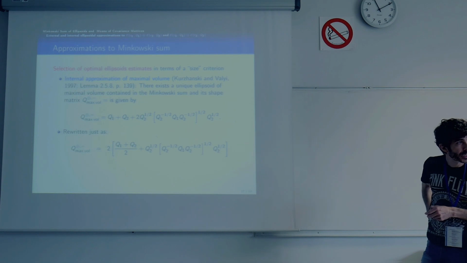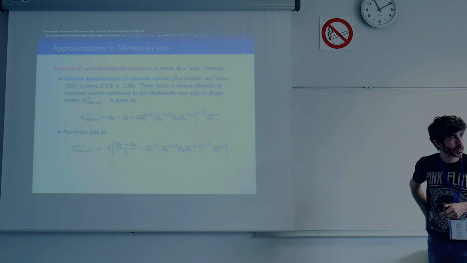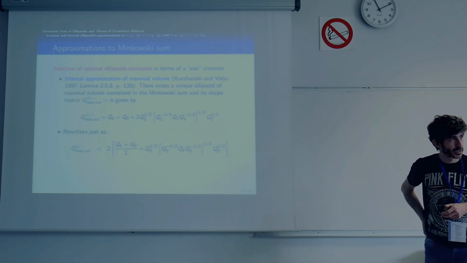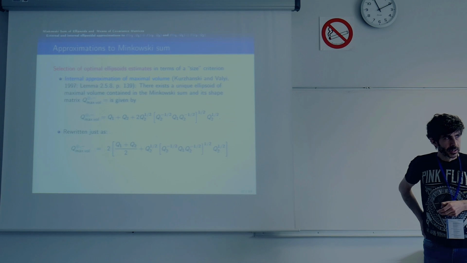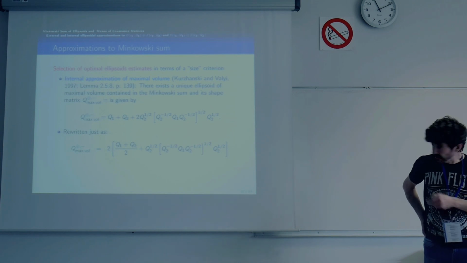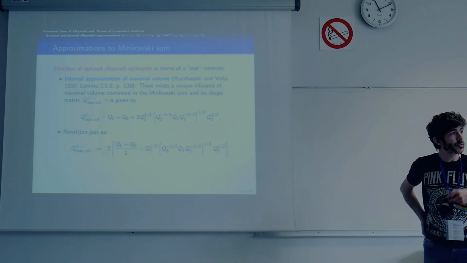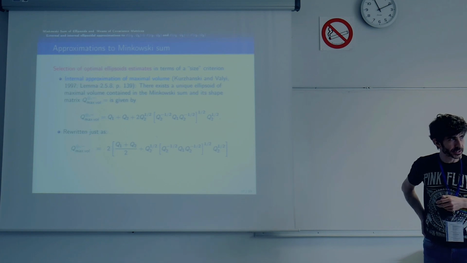Yeah, a simple question. Yes. Suppose that Q1 is the identity. What is the simplest form? Suppose that Q1 is the identity, and suppose that Q2 is simply diagonal. What does it give? I will give you just in a few moments how we can interpret this expression.